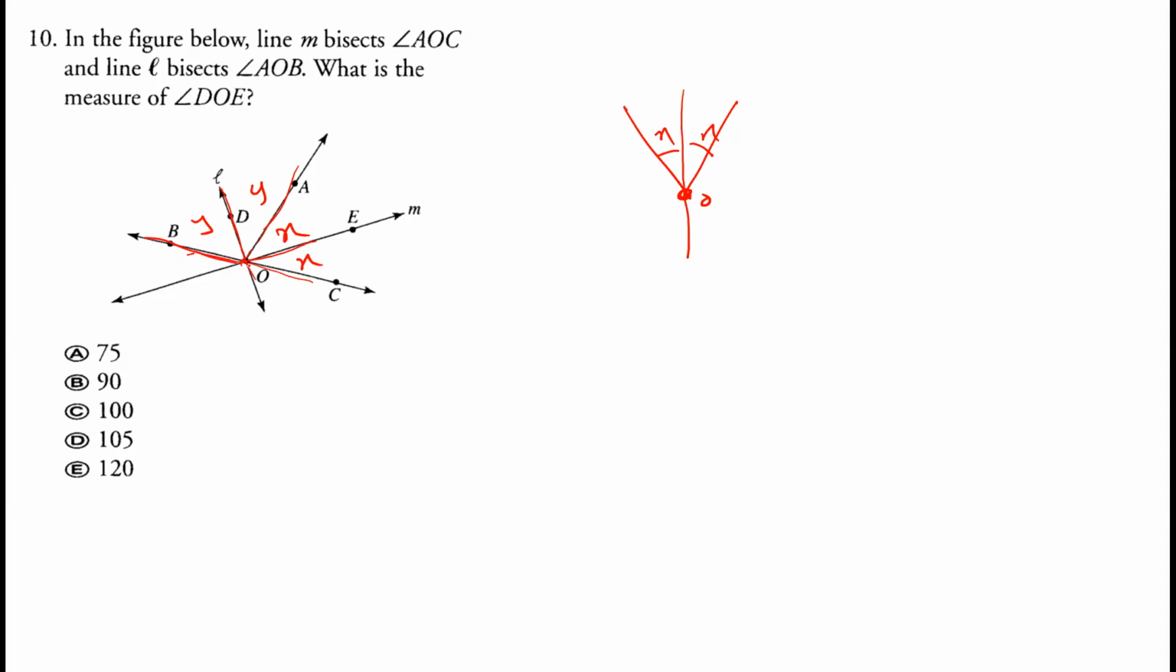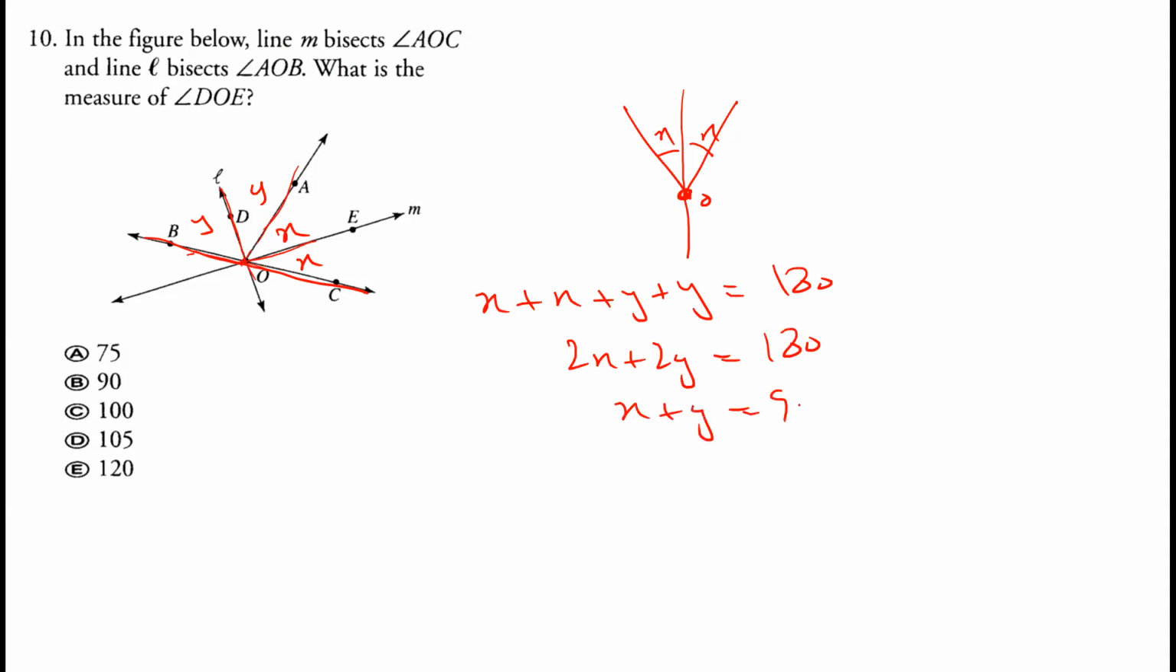And we have this straight line. So x plus y equals 180. Or we can say 2x plus 2y equals 180. So x plus y equals 90. So what is the measure of DOE? DOE is y plus x. So x plus y, or y plus x, equals 90.